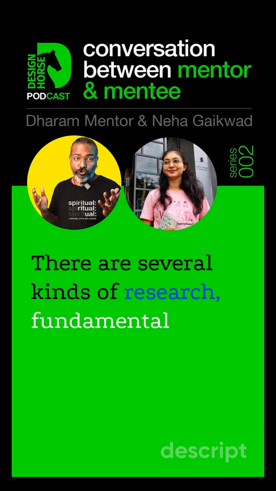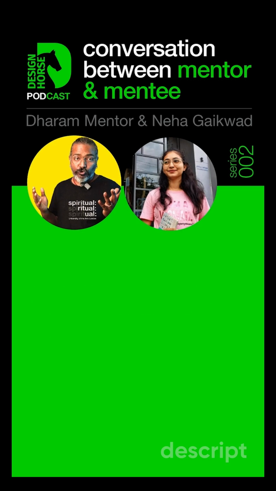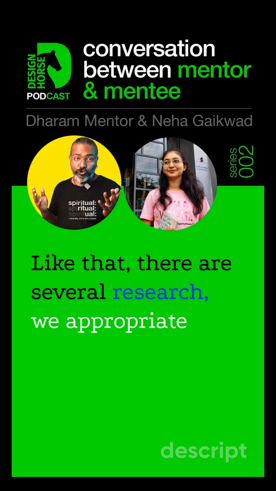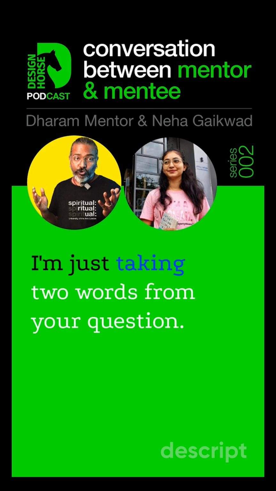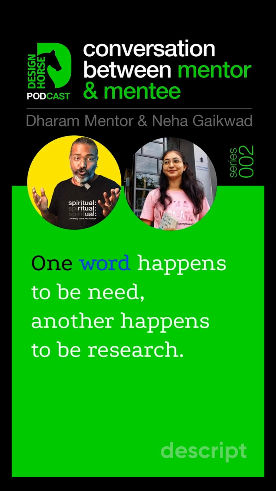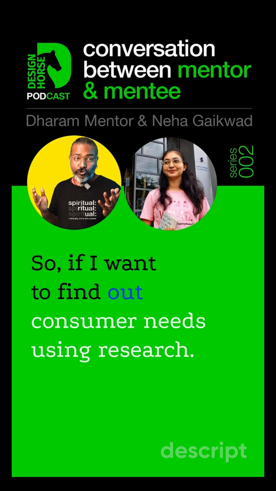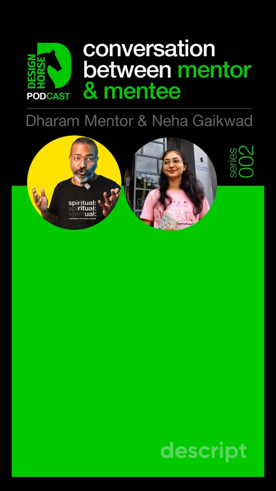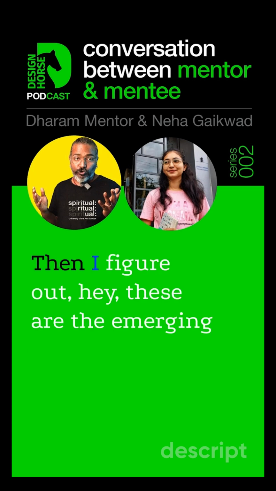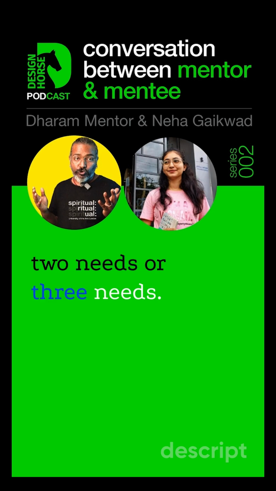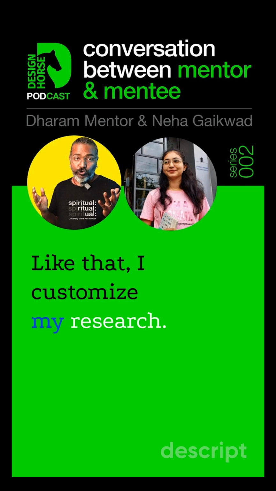There are several kinds of research, fundamental research, applied research, and so on. We choose them according to our requirement. I'm just taking two words from your question: one word happens to be need, another happens to be research. So if I want to find out consumer needs using research, then I'll gear up my research like that. Or else I do open-ended research, then I figure out, hey, these are the emerging two or three needs, let me work upon them. Like that, I customize my research.